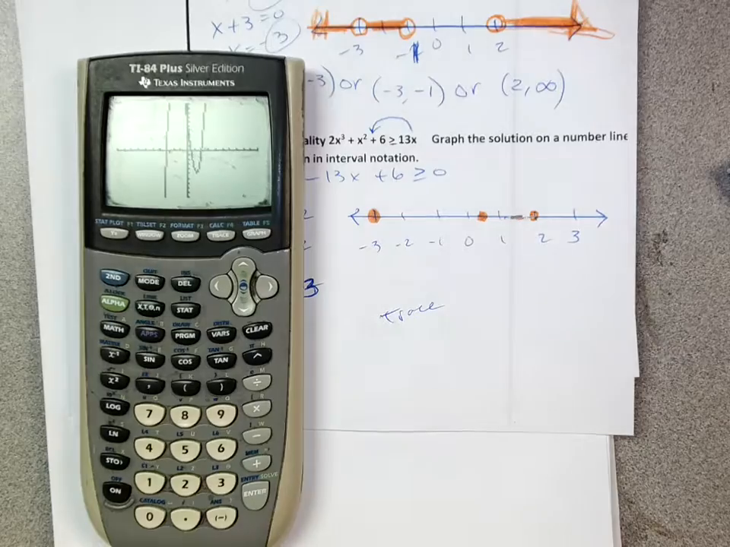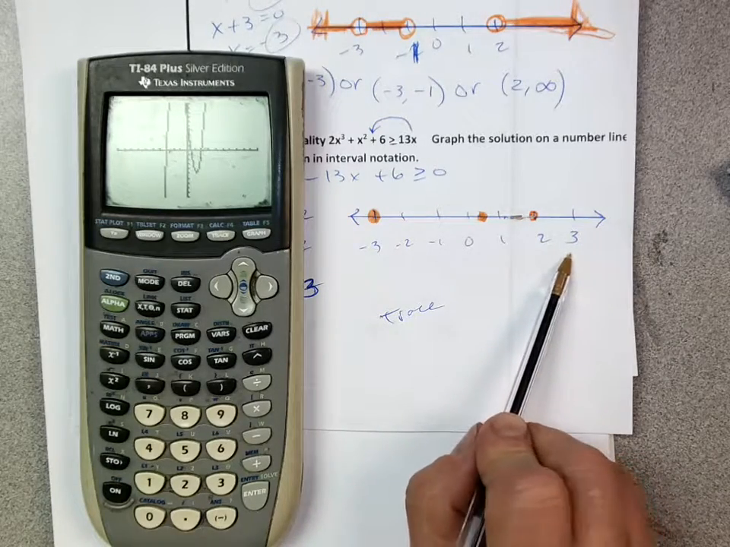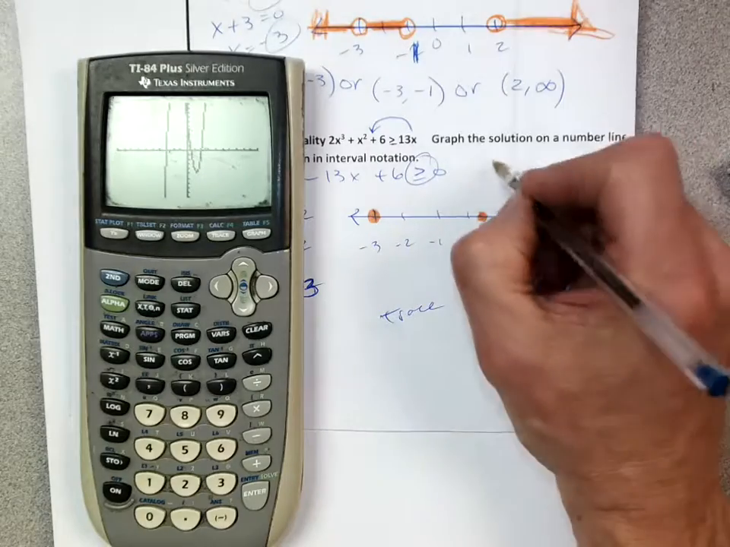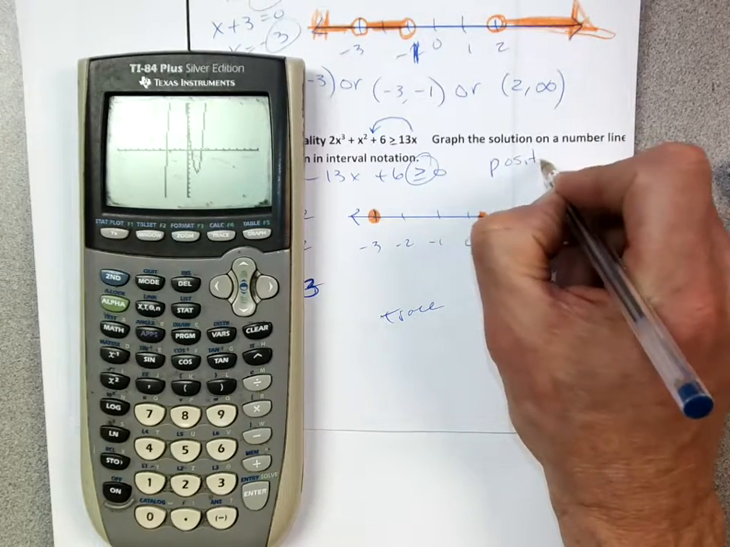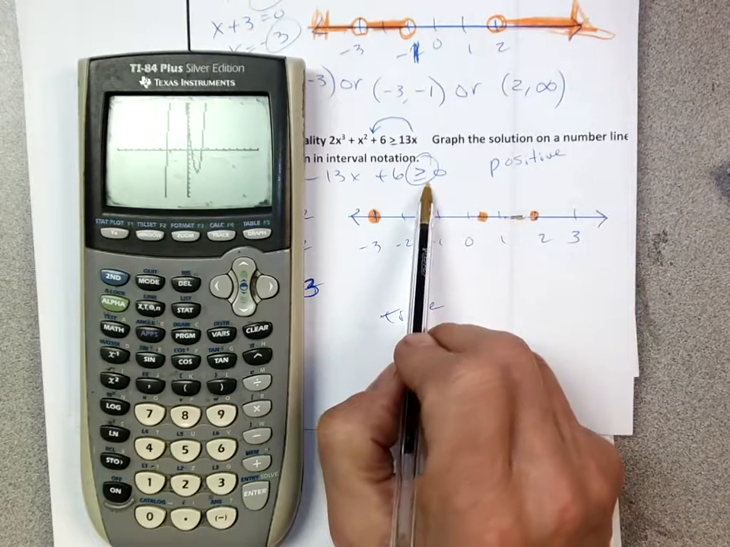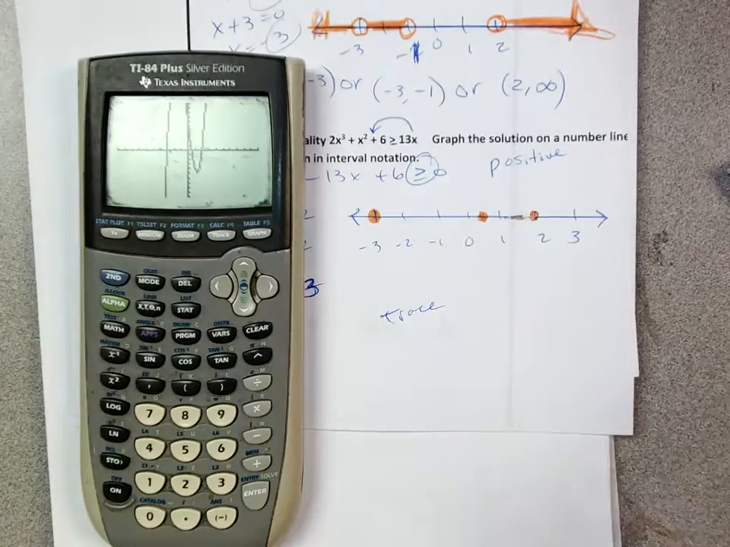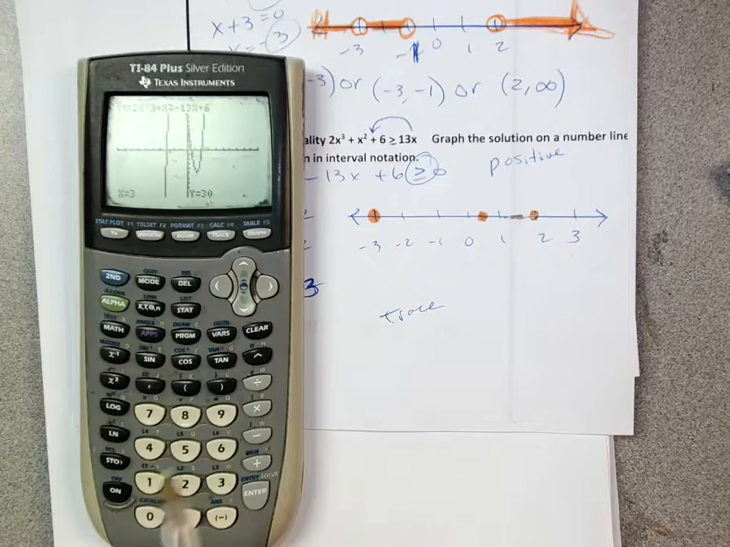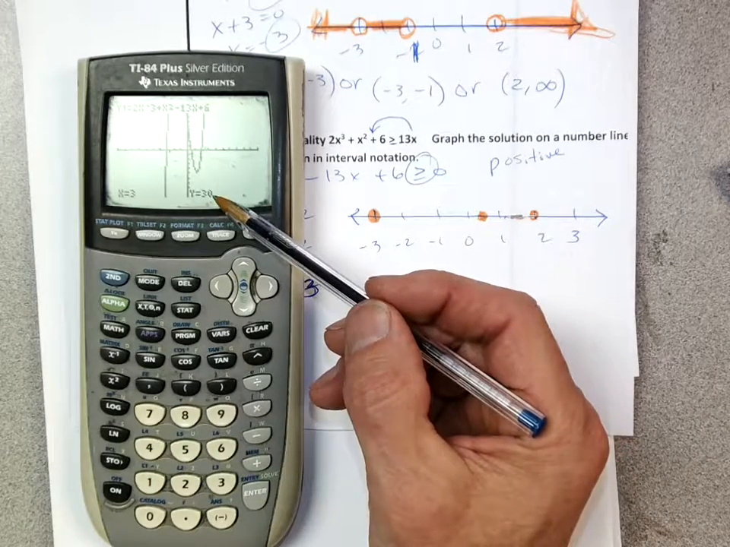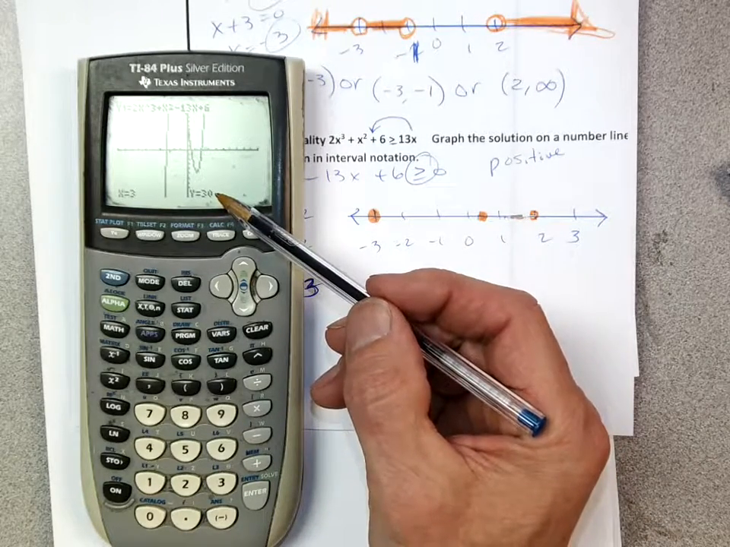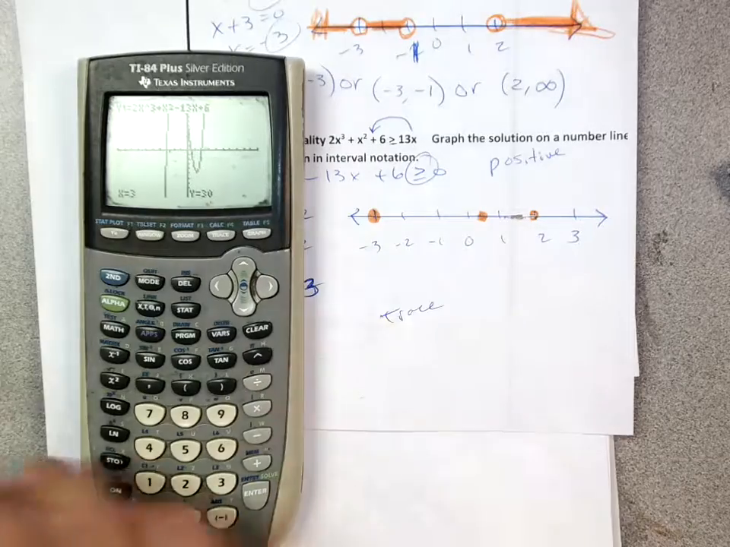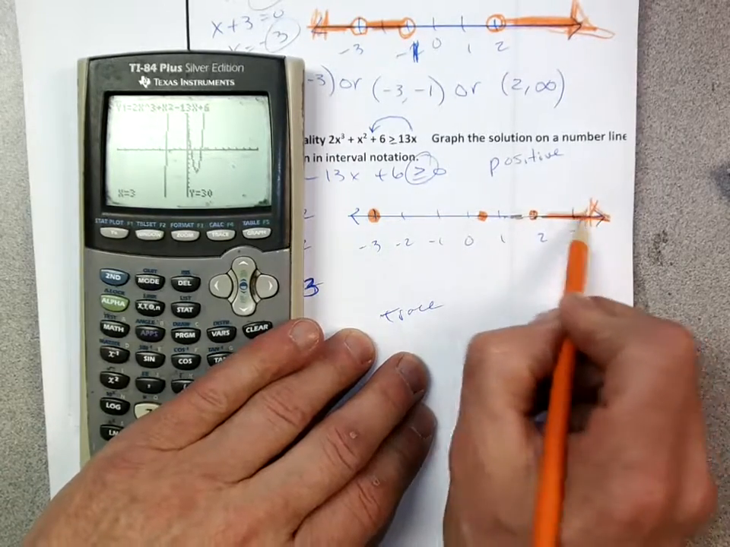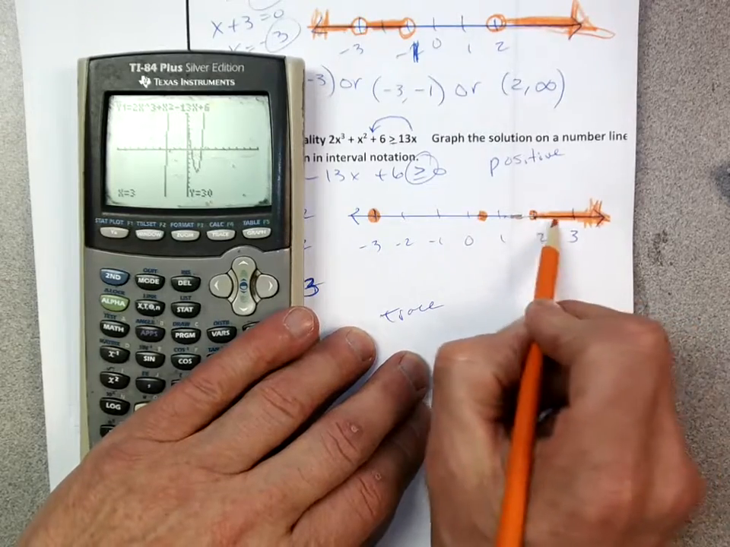So first of all, let's test 3. I want this to be greater than or equal to 0, so I'm looking for positive values. So if I test, I go to trace, and I go to 3. I get 30. Is 30 positive? Is it greater than 0? Yes. So shade it, which means I'm going to shade 3. I'm going to shade everything from 3 over, right? Awesome. That's one interval, okay?